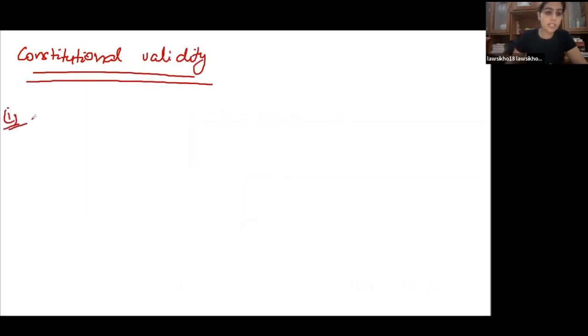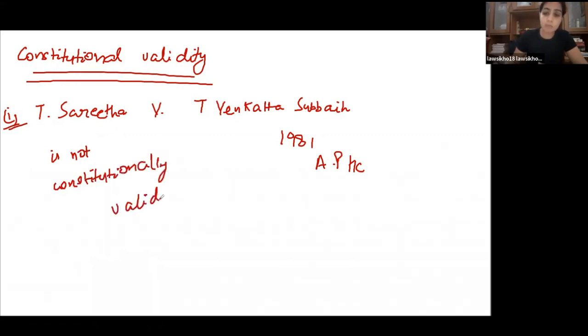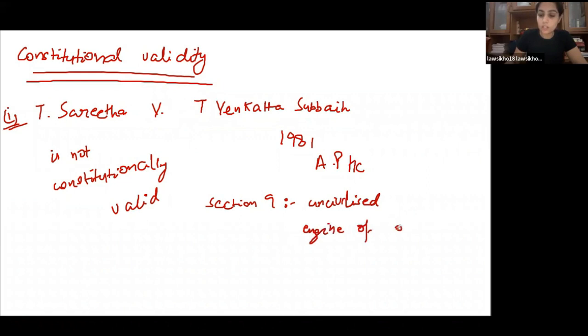So the very first important case is T. Saritha versus T. Venkata Subbayya. This case is of 1981, Andhra Pradesh High Court. The Andhra Pradesh High Court took a stance that this provision is not constitutionally valid. And it gave elaborate reasons as well. It termed this section as highly uncivilized, an engine of oppression, as well as barbarous.